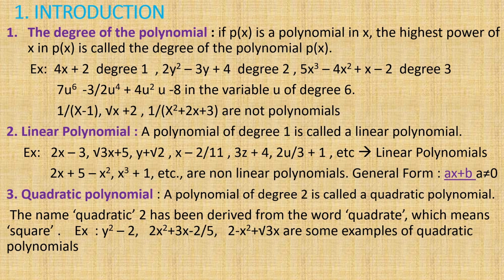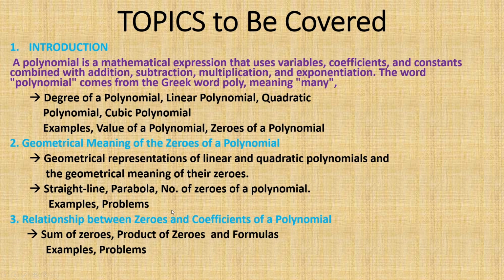In the introduction, the first thing is what is meant by polynomial. Here the definition of the polynomial is like this: a polynomial is a mathematical expression that uses variables, coefficients, and constants combined with addition, subtraction, multiplication, and exponentiation. The word polynomial comes from the Greek word poly, meaning many.